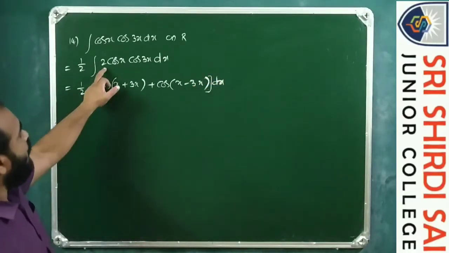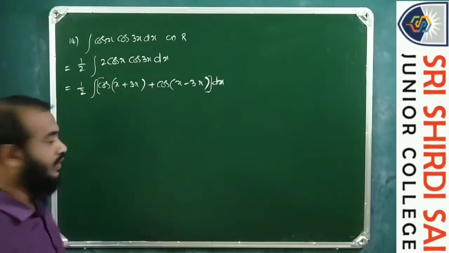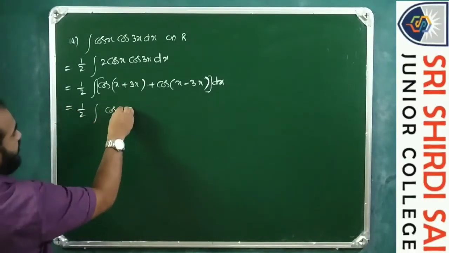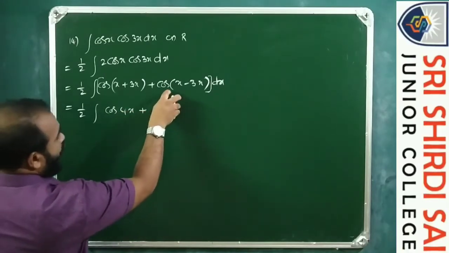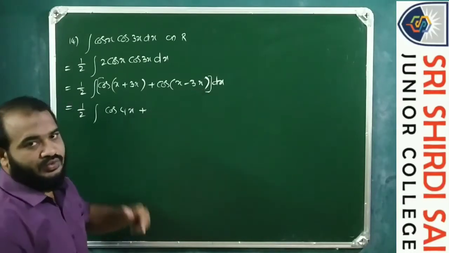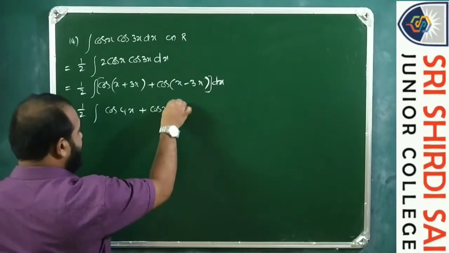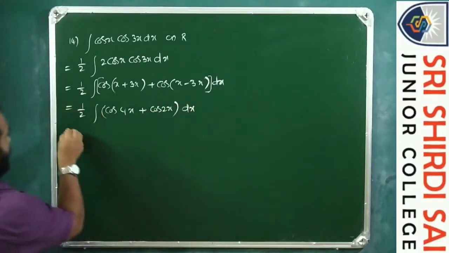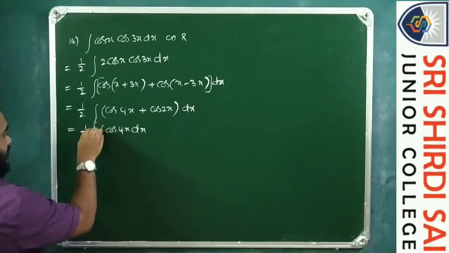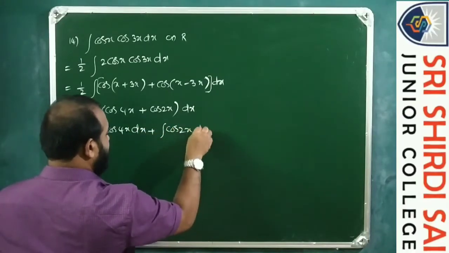So 2 cos a cos b is cos (a plus b) plus cos (a minus b). So 1 by 2 into cos (x plus 3x) is cos 4x, plus cos (x minus 3x) is cos of minus 2x. Cos of minus 2x is cos 2x because cos is an even function. So this is equal to 1 by 2 integral cos 4x dx plus integral cos 2x dx.